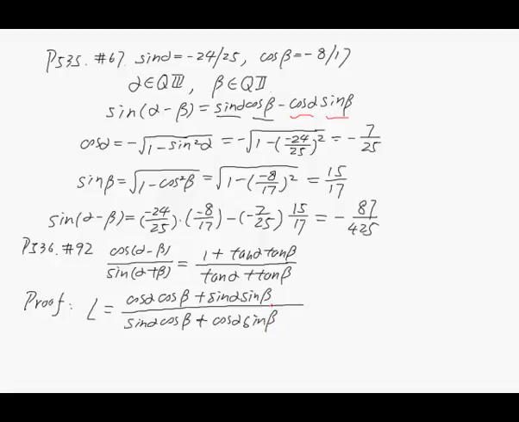Now we can divide both the numerator and denominator by cosine alpha times cosine beta so that we can get some tangent alpha and tangent beta. So right now, let's divide this numerator and also the denominator by cosine alpha times cosine beta. So now, let's divide each term by this cosine alpha times cosine beta.